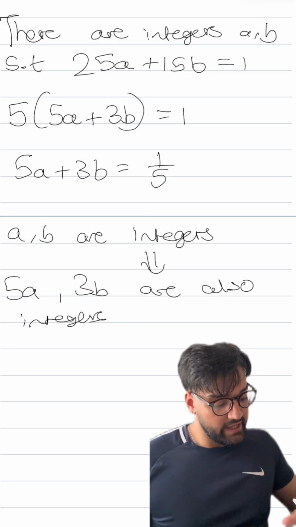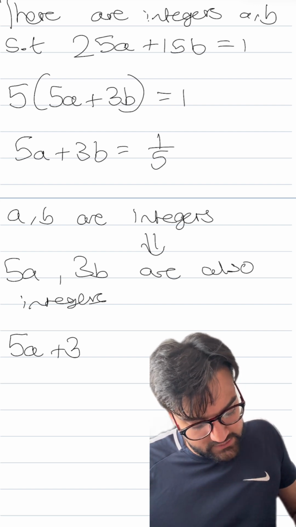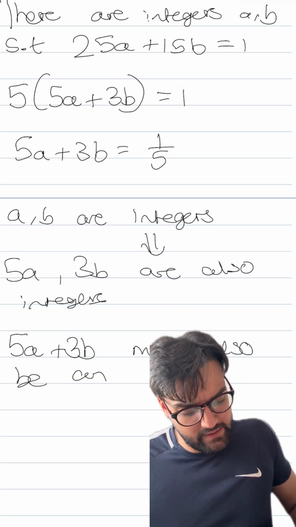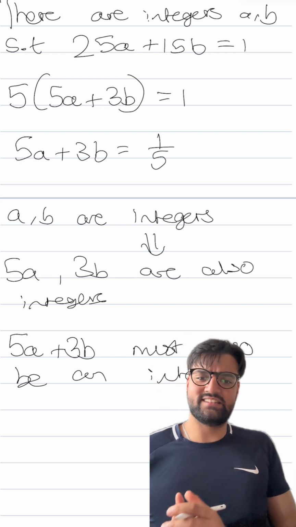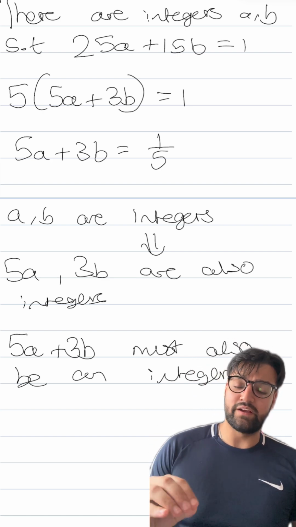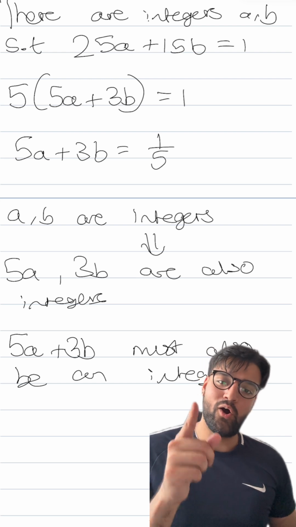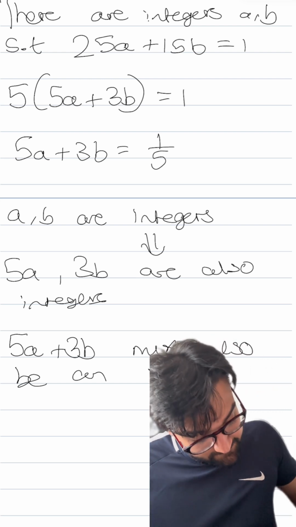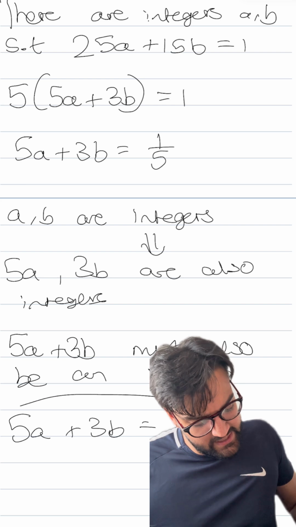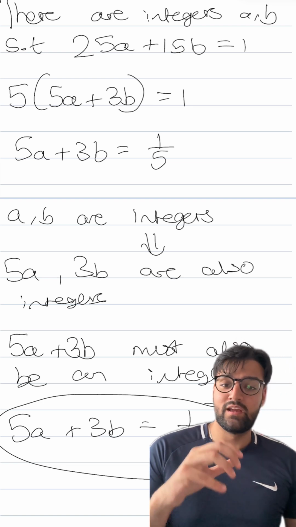Okay, so if 5a and 3b are also integers, this must mean that 5a plus 3b must also be an integer, right? Because an integer plus an integer must be another integer. How can we add two whole numbers and end up with a decimal? That's not possible. So if 5a and 3b are integers, then 5a plus 3b must also be an integer. But hold on, what do we notice? We noticed from before that 5a plus 3b is actually a fifth. This isn't what we expected, right? We expected 5a plus 3b to be equal to an integer.